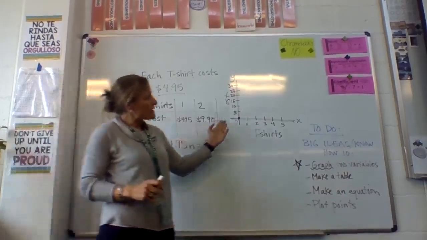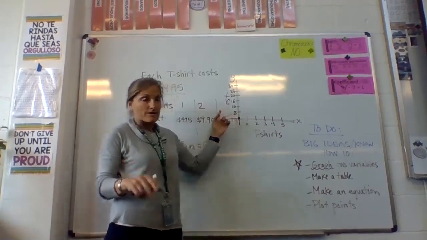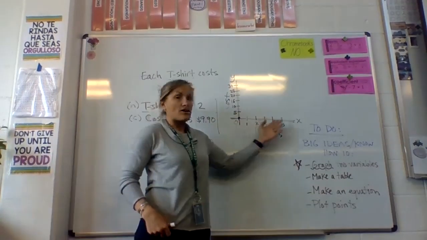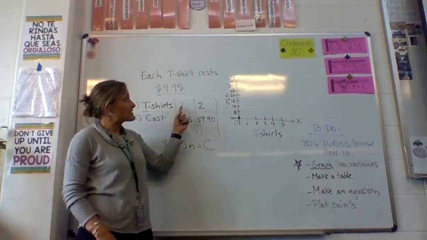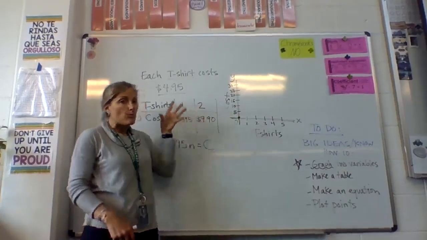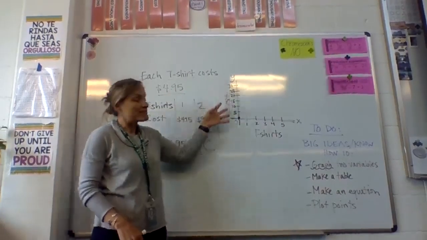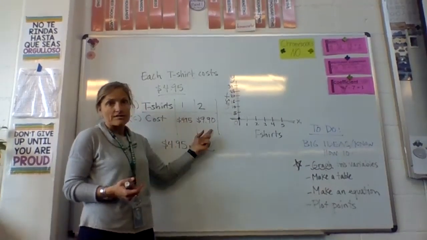So you may notice we've labeled our X and Y, that's going to be part of tomorrow. And then also we figured out our scale. Our scale for the number of t-shirts was easy because it was just going up by 1. But the scale for the y-axis, which is the cost, we really had to figure out because the costs are going to be all kinds of crazy numbers.